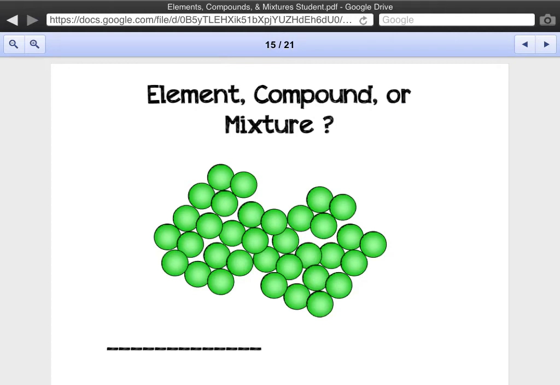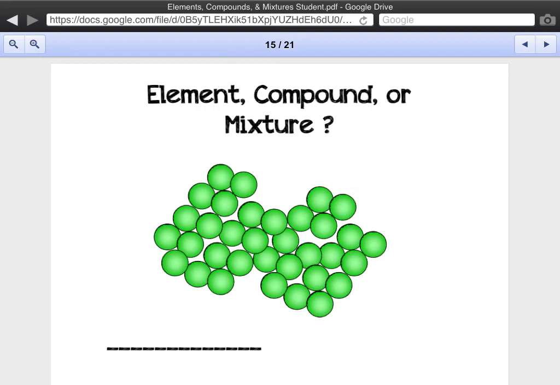Over the next 6 slides, there is going to be the question element, compound, or mixture. You're going to look at the diagram, and then I want you to write on your notes if you think it is an element, compound, or a mixture. After you get to the next slide, push pause so that you can answer the question, and then play in order to get the answer to check to see if you're right. So do you think that this is an element, a compound, or a mixture?